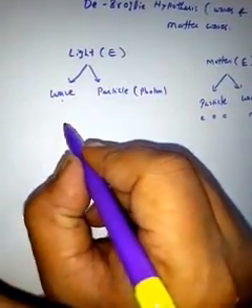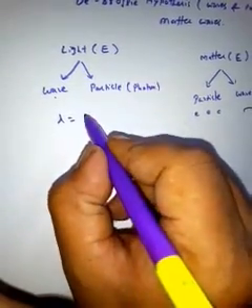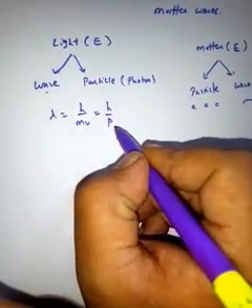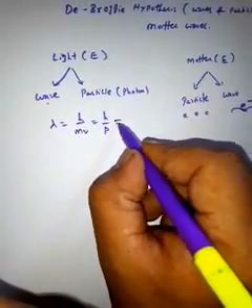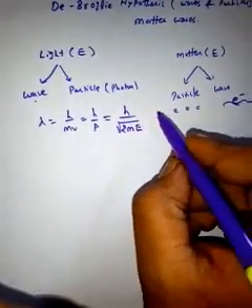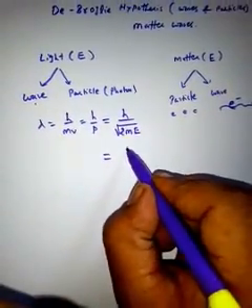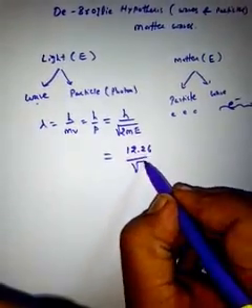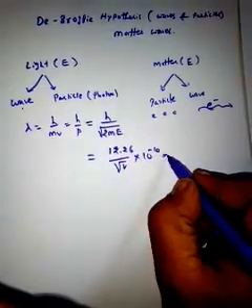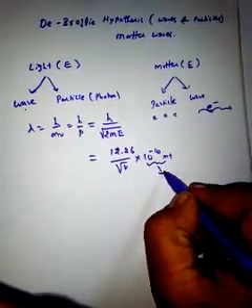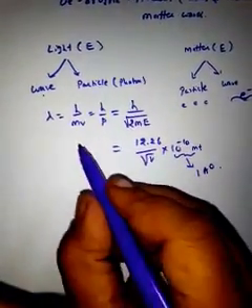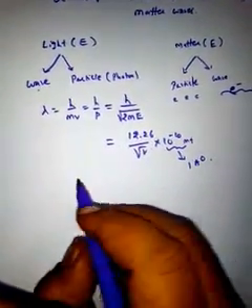Now, according to de Broglie, the wavelength associated with the matter wave is given by lambda is equal to h by mv, where m into v is nothing but momentum p. It can also be written as h by root 2mE, and further it can be reduced to 12.26 by root V into 10 power minus 10 meters. 10 power minus 10 meters is nothing but 1 angstrom. We shall derive these relations.